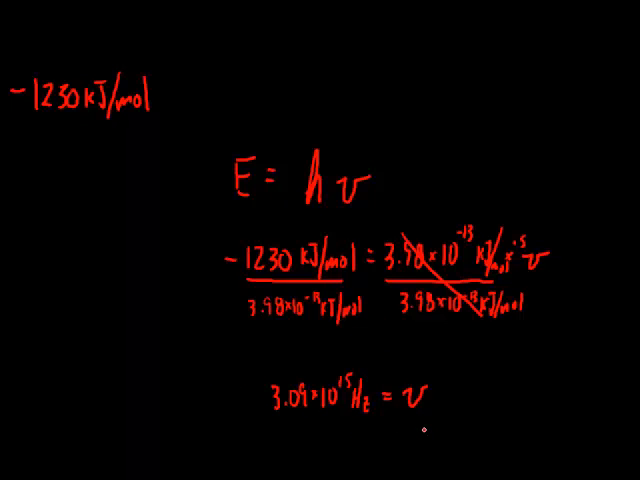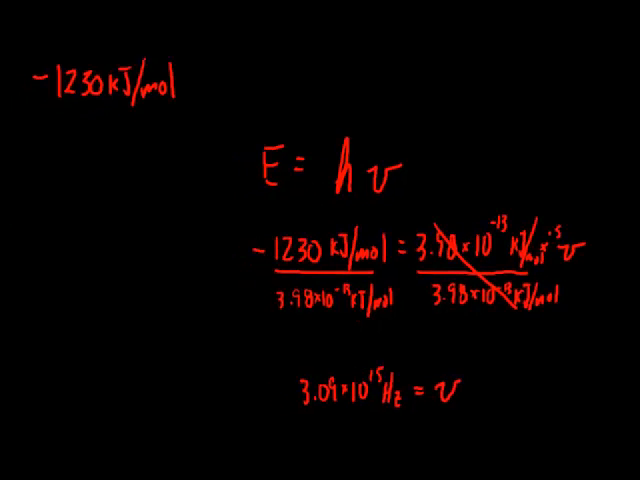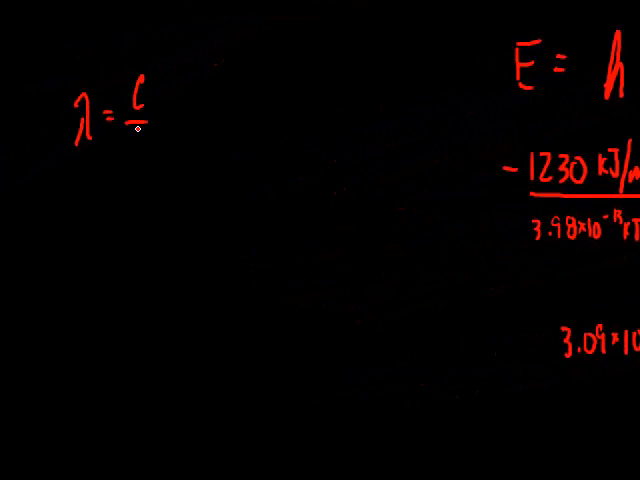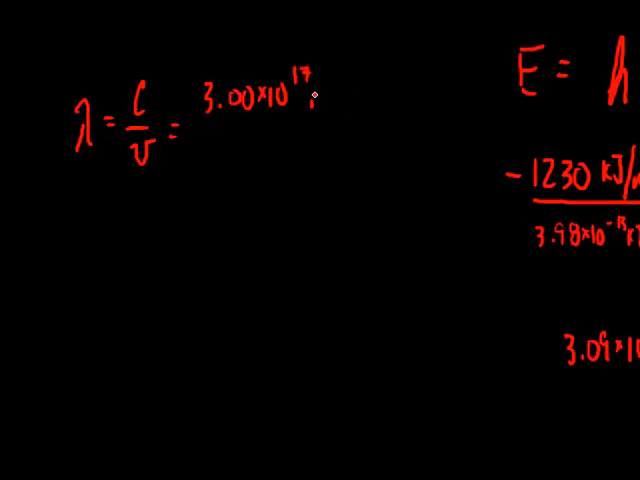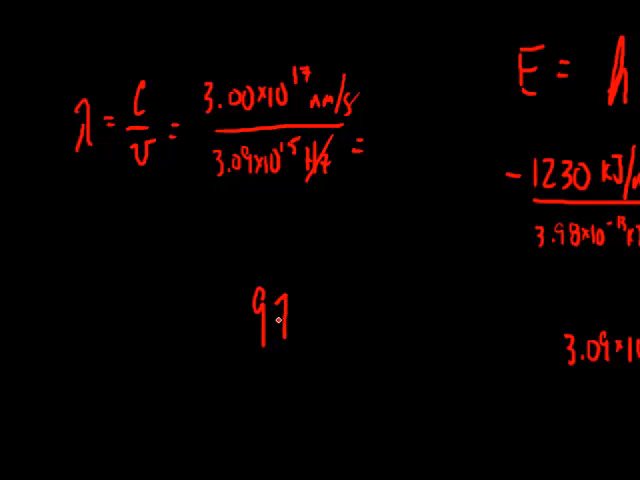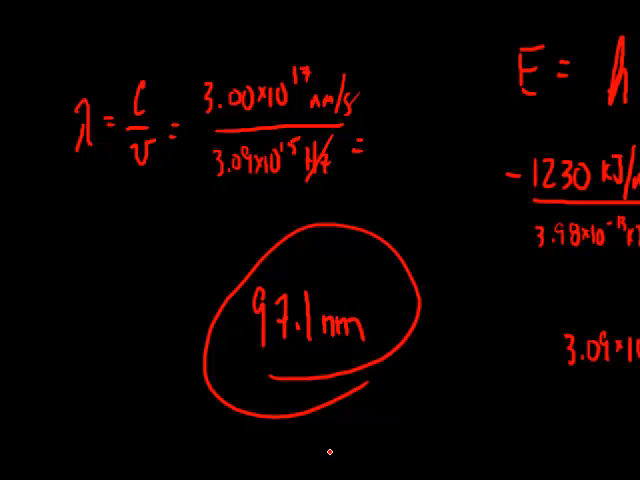We still don't have the wavelength. The wavelength is equal to c divided by nu. So 3.00 times 10 to the 17th nanometers per second, divided by 3.09 times 10 to the 15th per second, hertz. And you get 97.1 nanometers. Well, definitely not visible range. That's our answer, though.